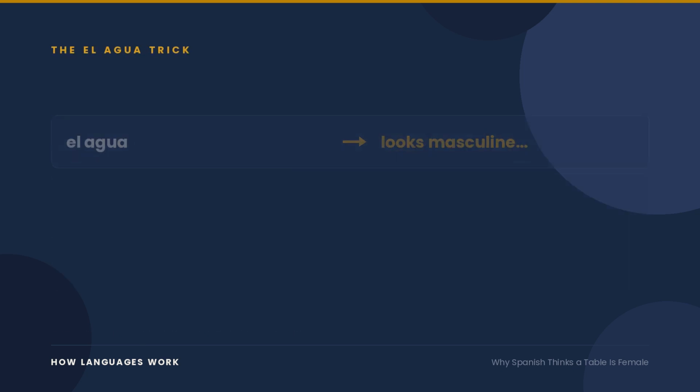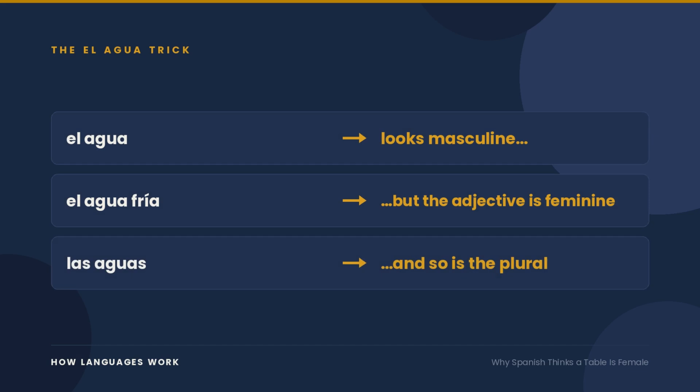And one trick that confuses everyone: el agua. Water is feminine. It takes el in the singular only because agua begins with a stressed A, and that el is not even the masculine article. It is a leftover of the Old Spanish feminine article, ela, worn down in front of a vowel. The proof it is still feminine? El agua fría. And las aguas. Same story with el águila and el hacha.